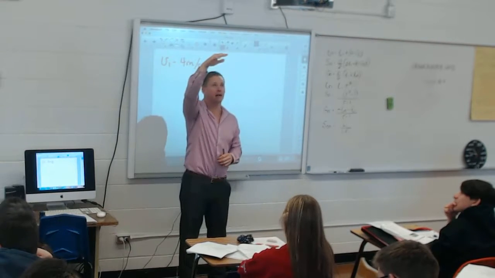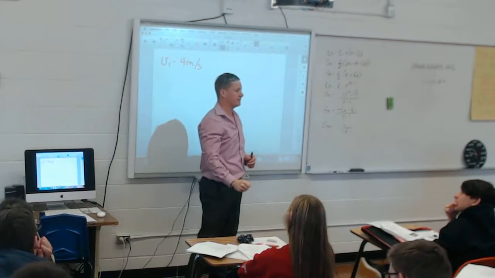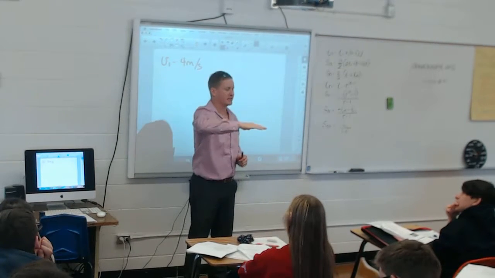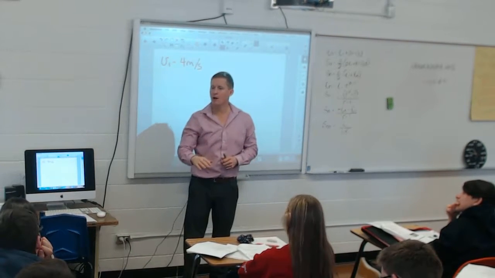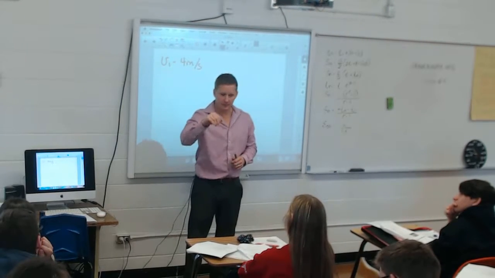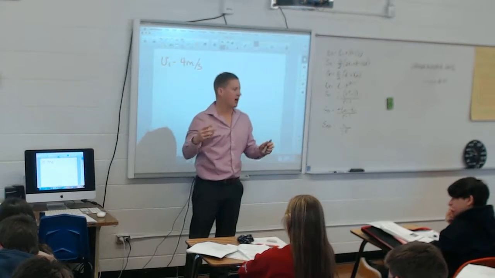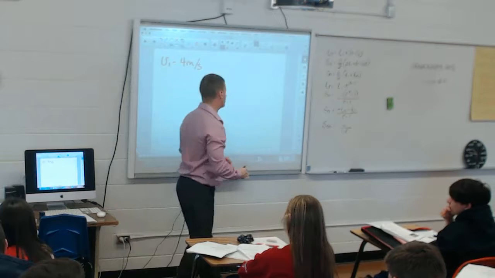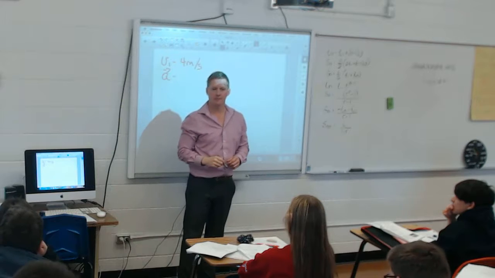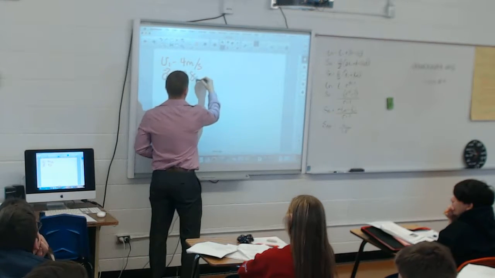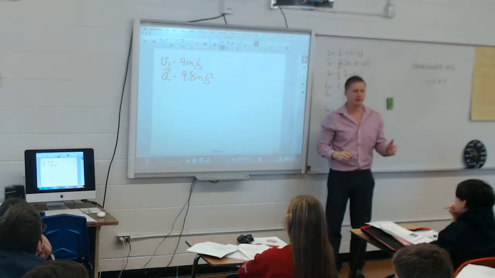It's as if I was standing on top of the building, on top of the high school, and I threw a ball down at 4 meters per second. It would be the same as me moving downwards and dropping an object as I'm moving downwards. So the initial velocity is 4 meters per second. I'm dropping that object and I'm moving at 4 meters per second. So what is the acceleration working on that object that I dropped? 9.8 meters per second squared.